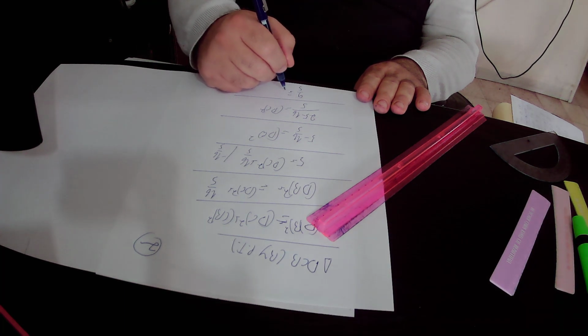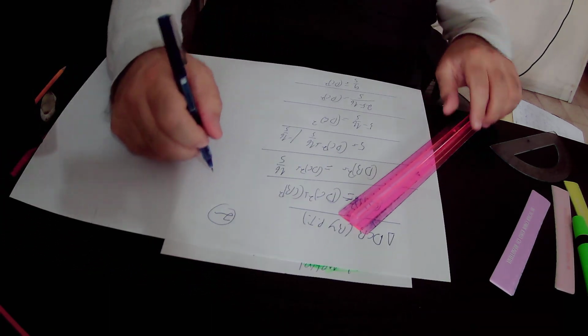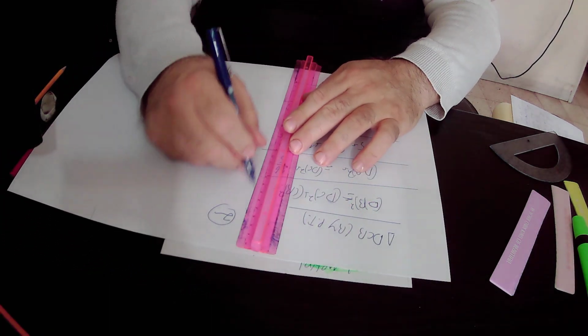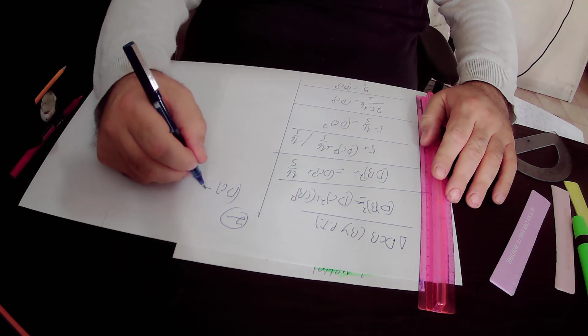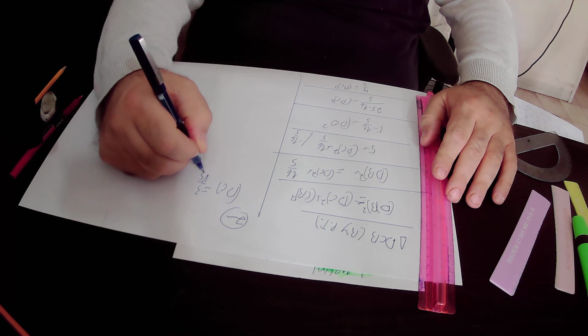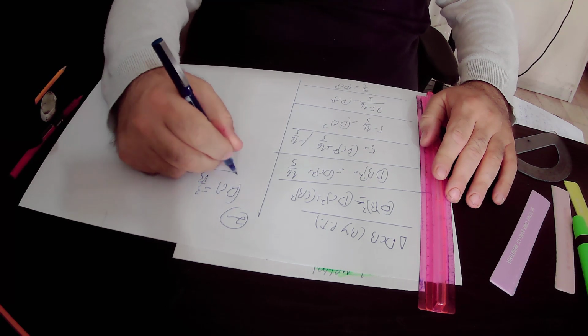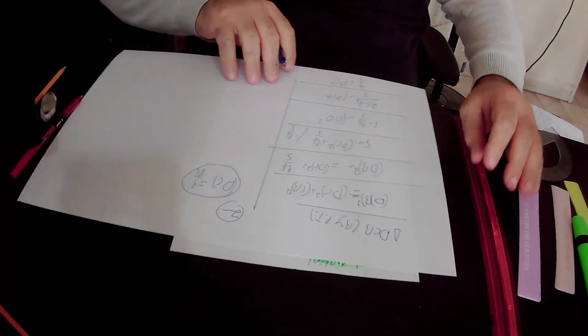equals DC squared. We take the square root of this equation and we find out that DC equals the square root of 9, that is 3, over square root of 5. So we found out in conclusion that DC equals 3 over square root of 5.